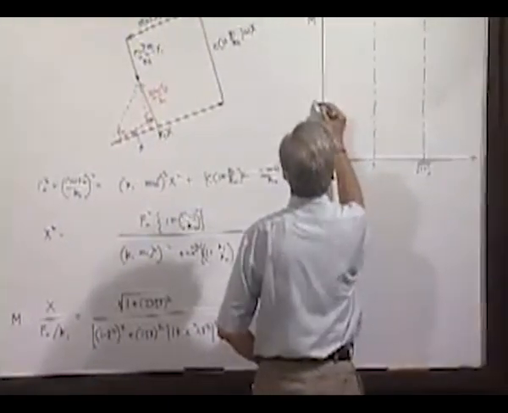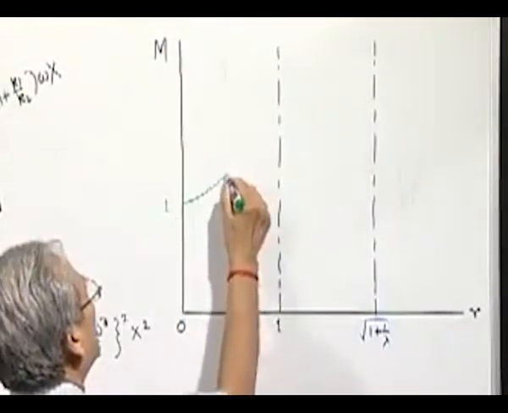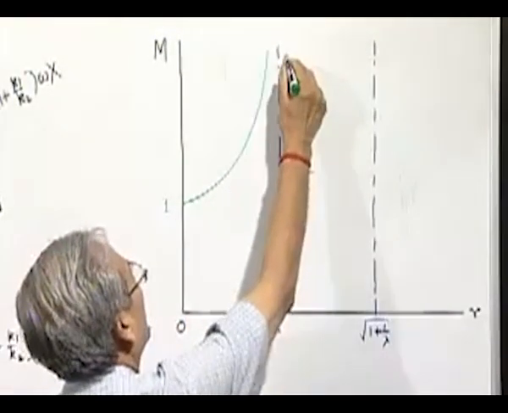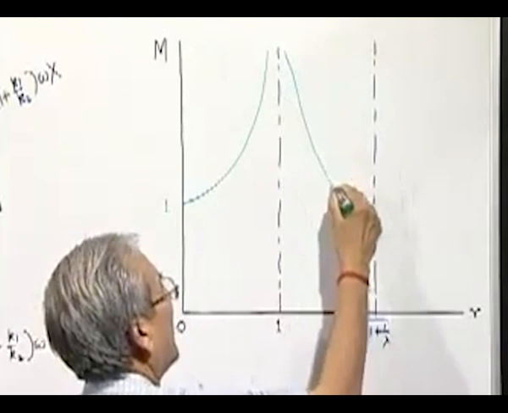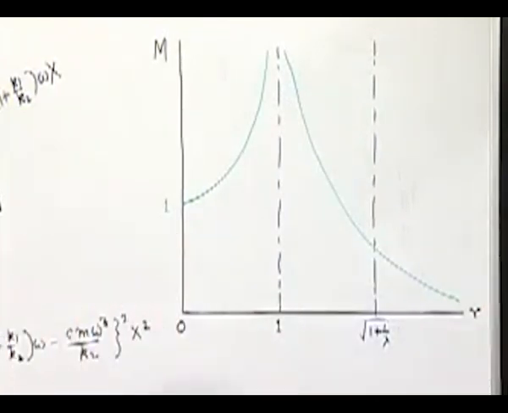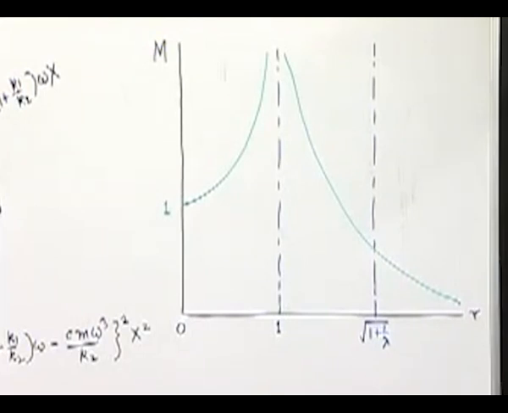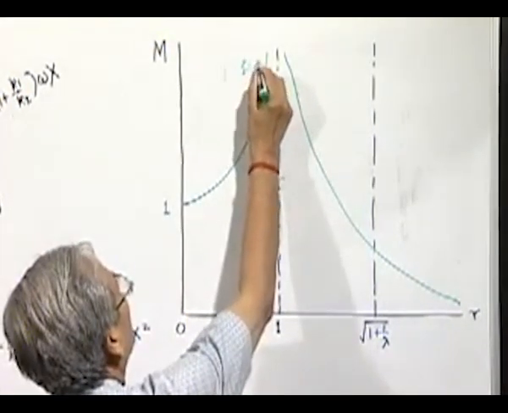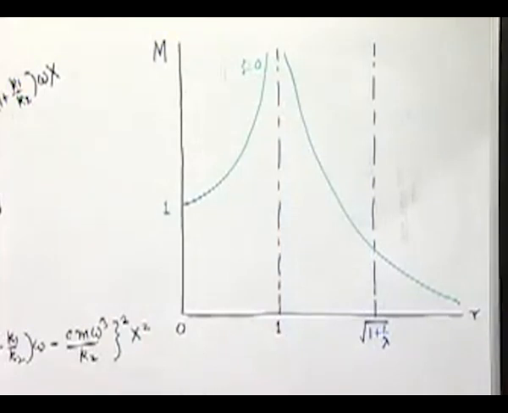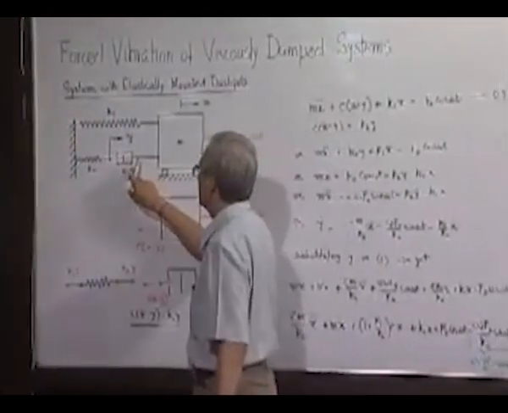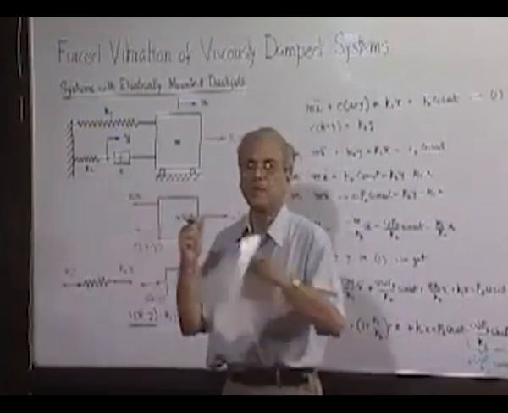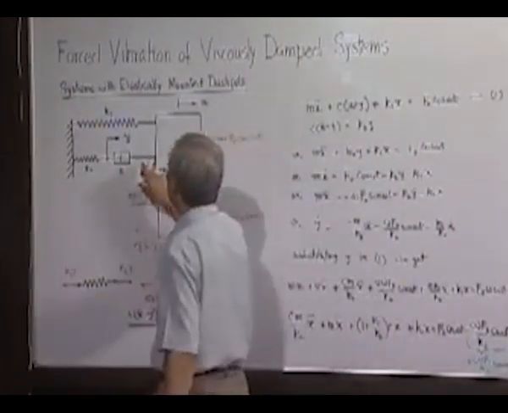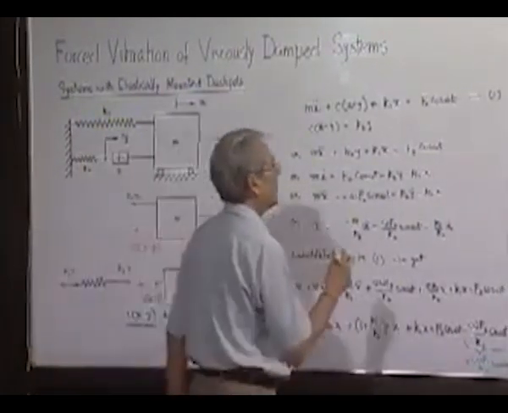It will start from 1 and drop to 0 asymptotically. Another extreme case, so this is zeta is equal to 0. Another extreme case will be when c is infinite. If it is infinite, it means it is rigidly connected. So this becomes simply then equivalent to a single spring system.